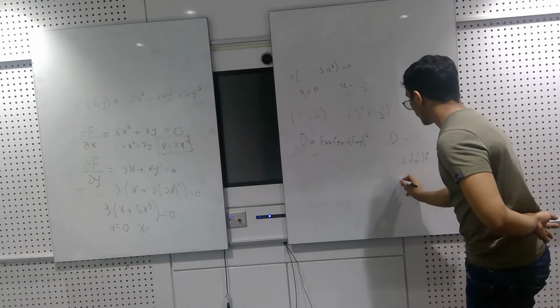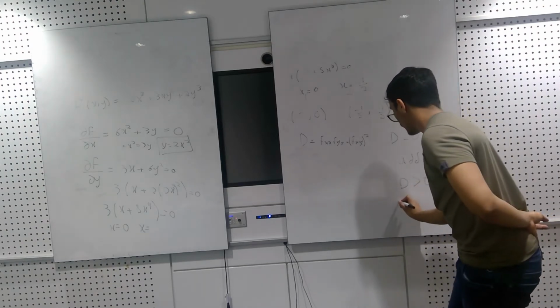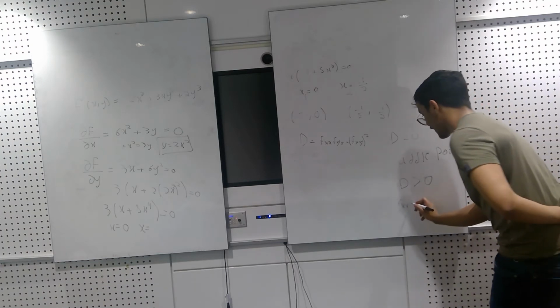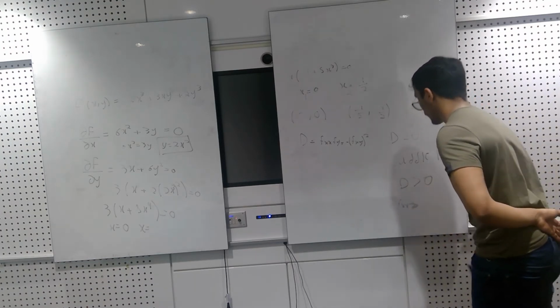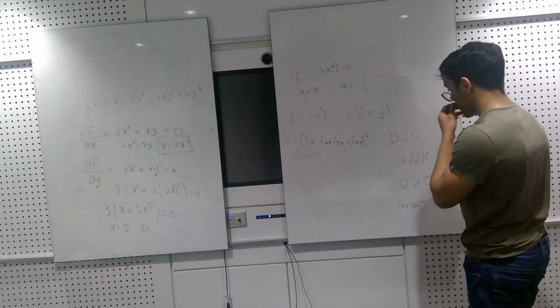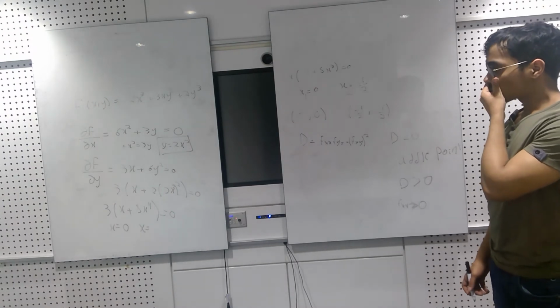If d is greater than 0, we look at the sign of fxx. If d is greater than 0 and fxx, the second derivative of the function with respect to x, is positive, then it's a minimum. If it's negative, then it's a maximum.